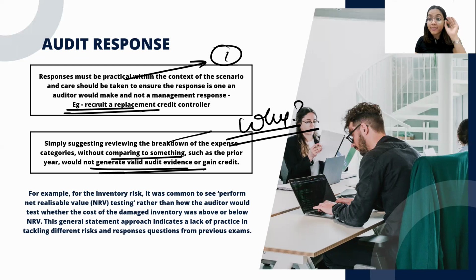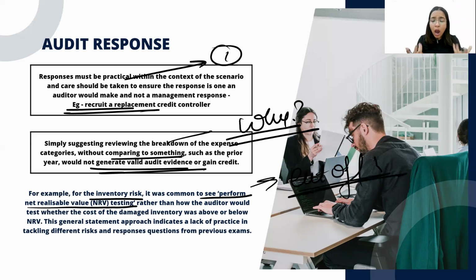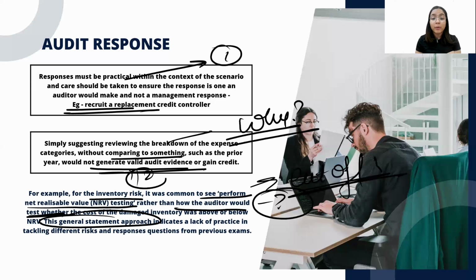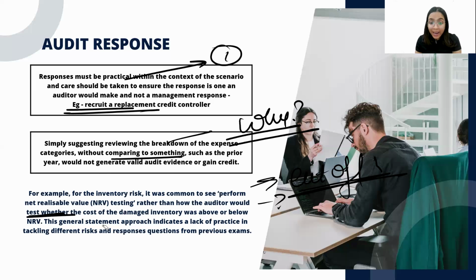Examples are very important in examiner's report. See, for inventory risk, it was common to see perform NRV testing. Guys, not just NRV testing, I have students writing perform cutoff testing. How? How would the auditor test? This was not mentioned. So if you are writing such general statements, you will be only getting half marks. But if you are writing why you are doing it, how you are doing it, you will get another half marks.